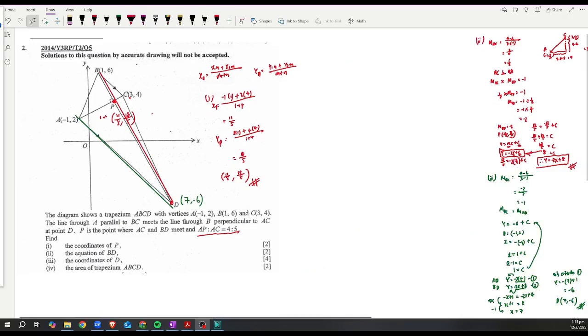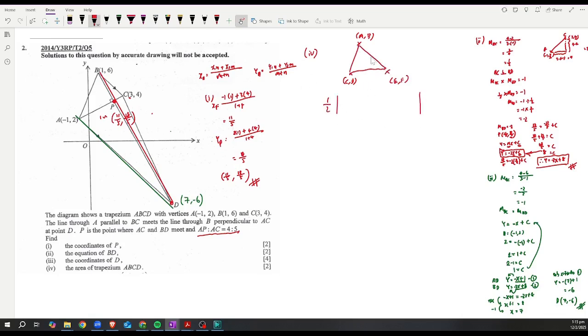Okay, lastly, we need to find the area of the trapezium ABCD. So for this, we are going to use the shoelace theorem, right? So how do you use the shoelace theorem? Okay, let's say we have a triangle like that, right? This is A, B, C, D, and E, F, right? We're going to write this formula, right?